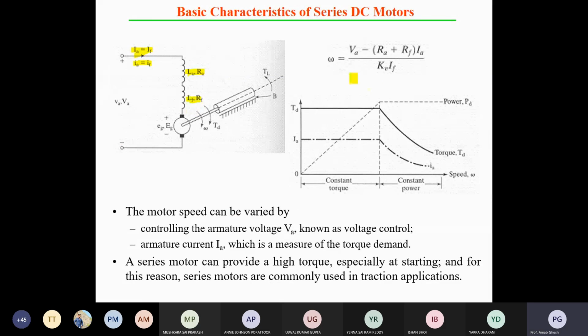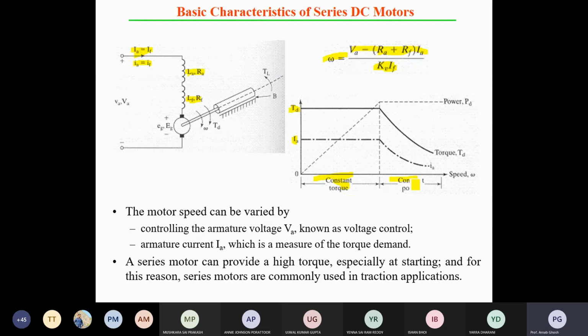Okay, so what will be the speed control equation? Omega equals VA minus IA, within brackets (RA plus RF), divided by K and IF. Okay, so this is your torque expression. IA is there. Okay, so this is your constant torque and constant power region.